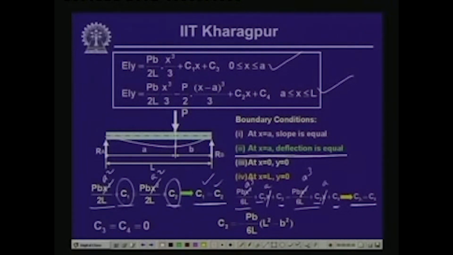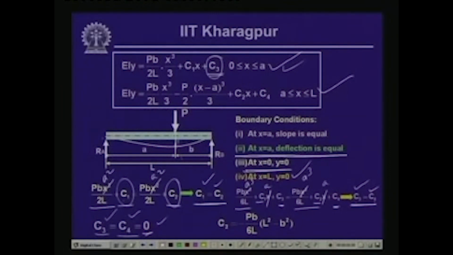Now, if we substitute this particular boundary condition that at x equals to 0, y equals to 0, we will have to use the first of the expressions, since it is valid between 0 to a, and that gives us C3 equals to 0. Now, since C3 is equal to C4, C3 and C4 both are equal to 0. From this expression we get C3 equals to 0, and since C3 is equal to C4, C3 equals C4 equals 0.